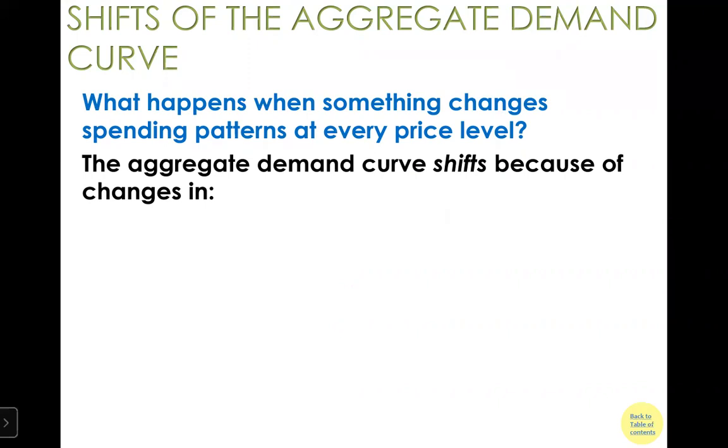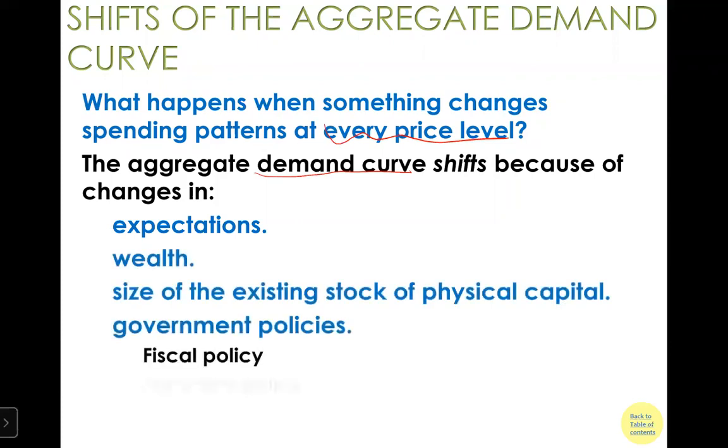What happens when something changes spending pattern at every price level? Okay, so that just means the demand curve will shift. So this shift can be caused by expectation, can be caused by wealth, or caused by the size of existing stock of physical capital. And it also can be caused by government policies. Okay? So start with expectation.